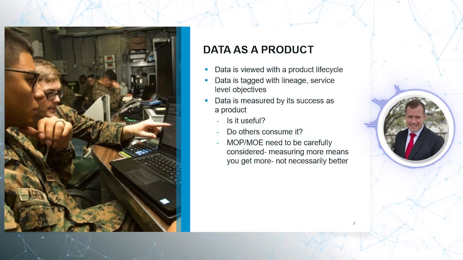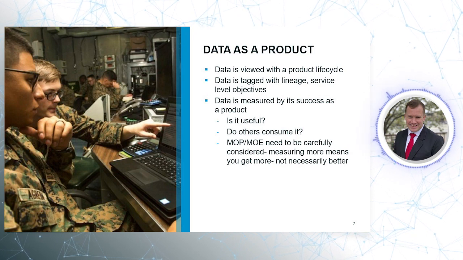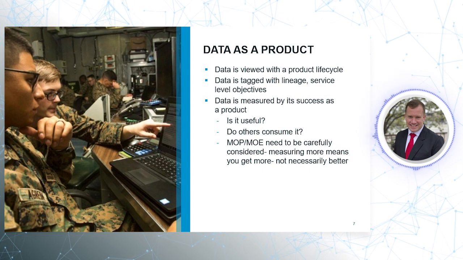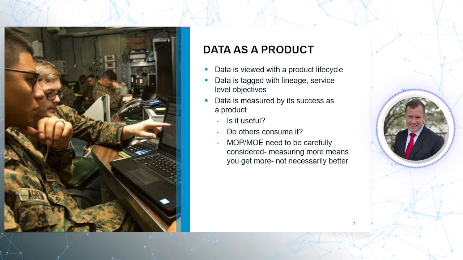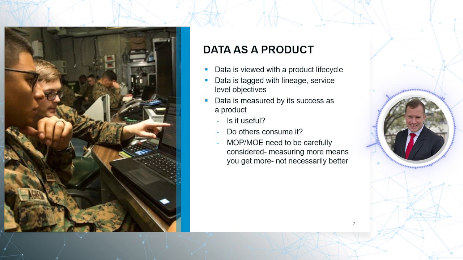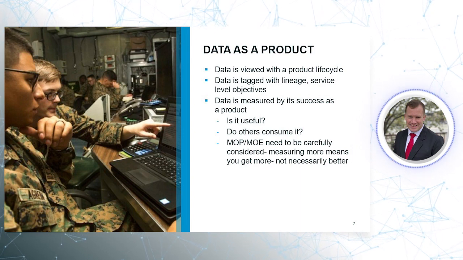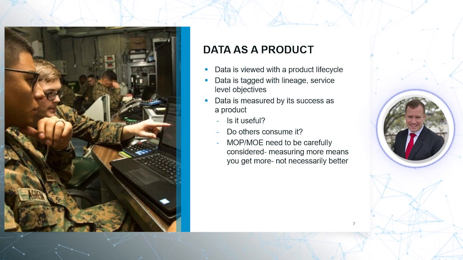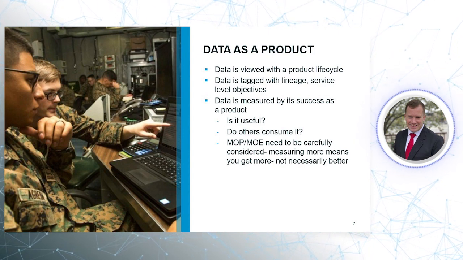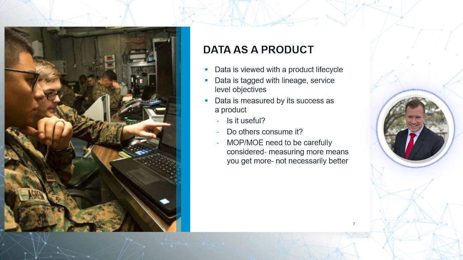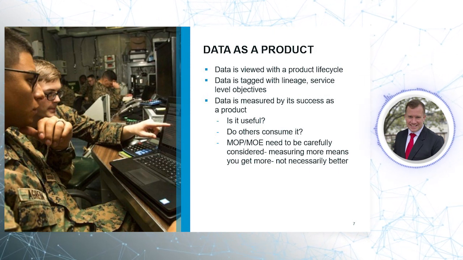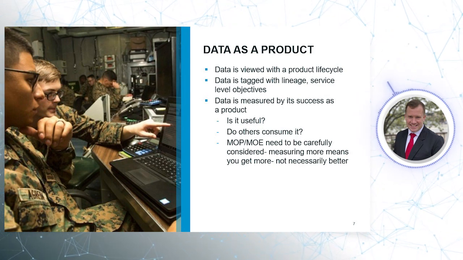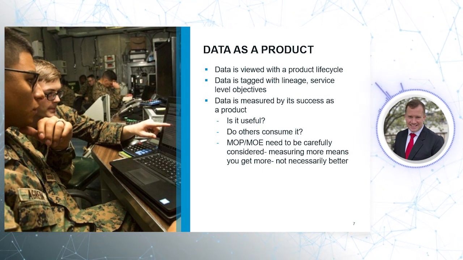All of this rolls up into the idea in a data mesh that data is viewed as a product. So you apply a product lifecycle to data. Data products are tagged with a lineage, so where it came from, and some service level objectives, such as how often you're publishing the data, and then it's measured by its success as a product as well. This helps you keep around relevant information through measuring how useful it is and how many products it contributes to, but you do need to be careful about how you measure that.